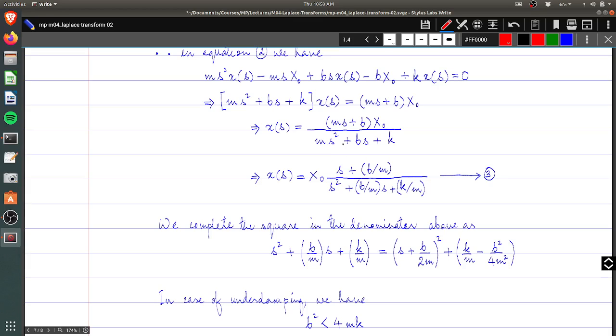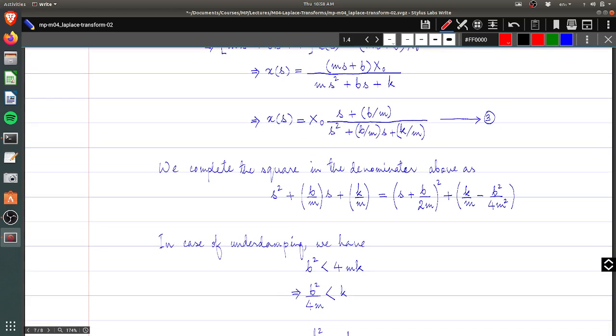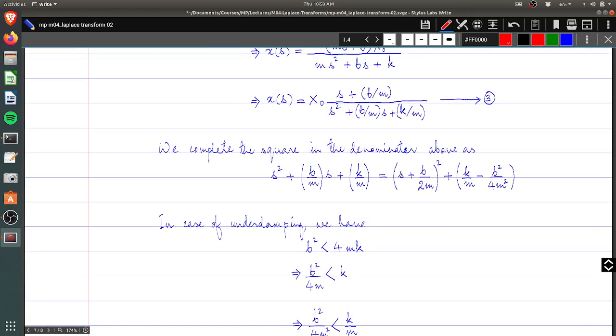Now, as before, I take m common. So in the numerator we have s plus b by m. In the denominator, because we have to divide by m, we have an s square, then b by m times s, then k by m. Call this equation number 3. Now we'll need to complete the square of the denominator. To do that, we write the entire expression in the denominator in this way.